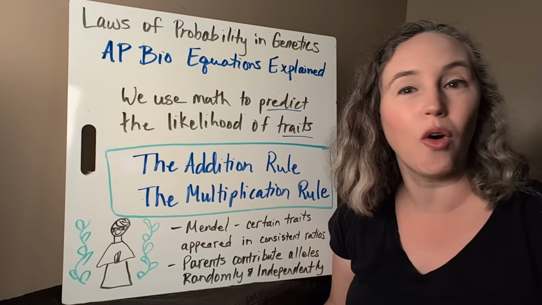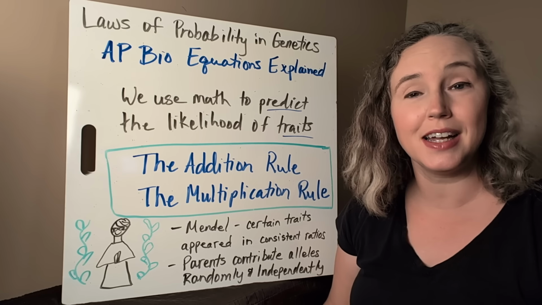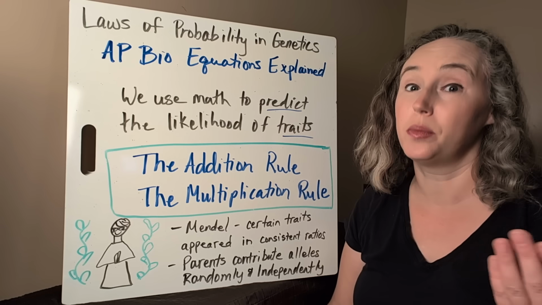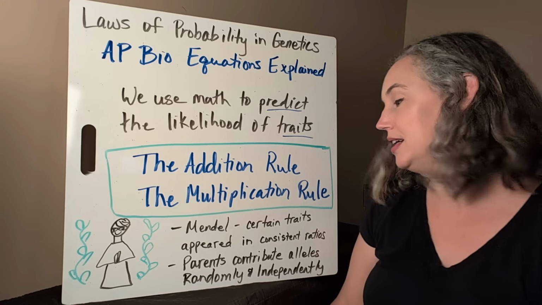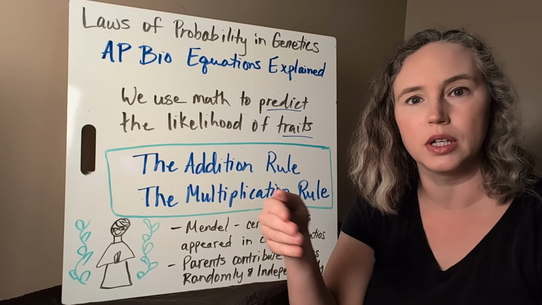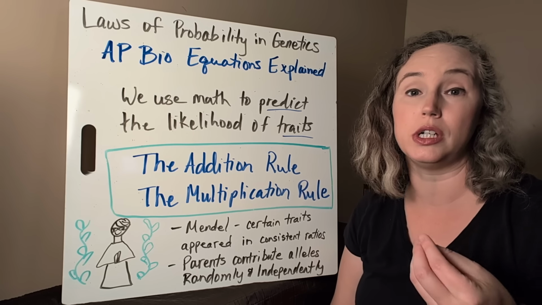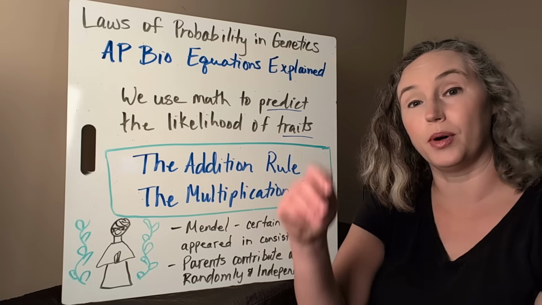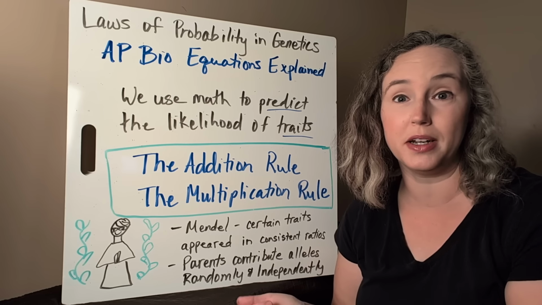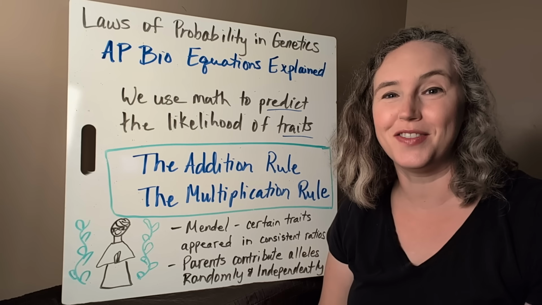Who do we have to thank for all of this knowledge? Well, Gregor Mendel. Gregor Mendel was a monk and a scientist who studied inheritance in pea plants. And from that, he made some big conclusions. One was that certain traits appeared in consistent ratios, and that parents contribute alleles, or versions of genes, to their offspring both randomly, that's the law of segregation, and independently, that's the law of independent assortment. For more information on Mendel's contributions to genetics, click the video above.